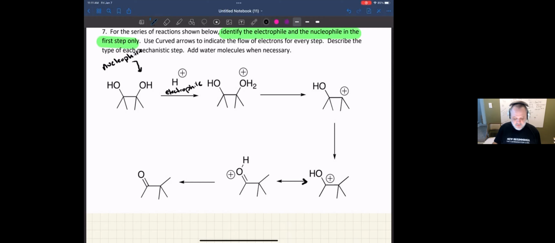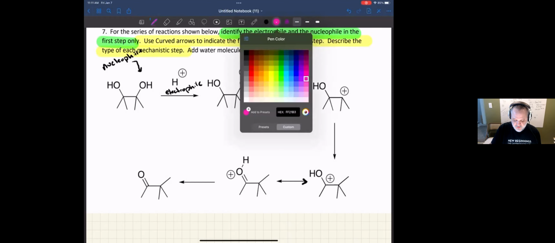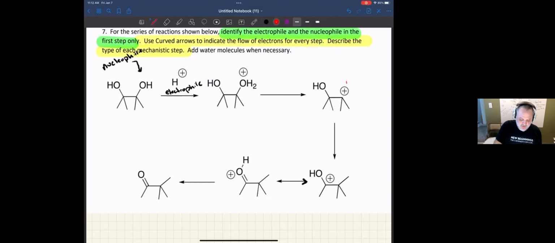So that's there. Okay, and then it says to use curved arrows to represent the flow of electrons for every step and describe the type of mechanistic step. So let's do that. What is this first step where the electrons on the oxygen make a bond with the hydrogen ion? This is called a nucleophilic attack.